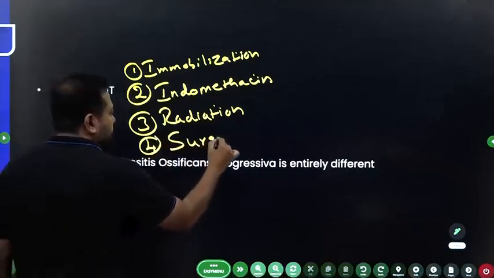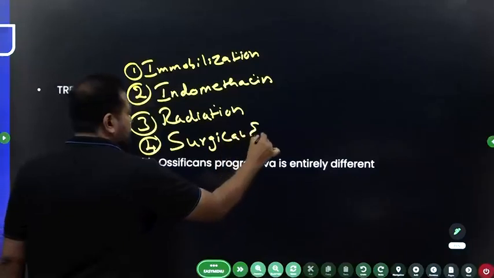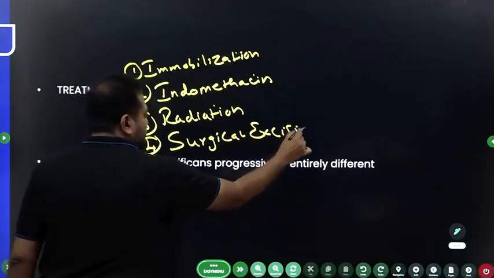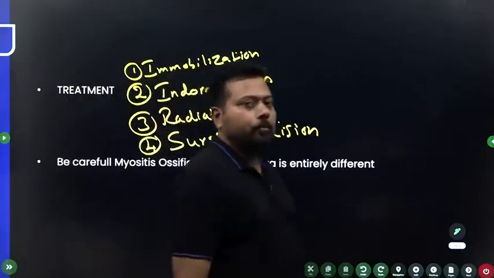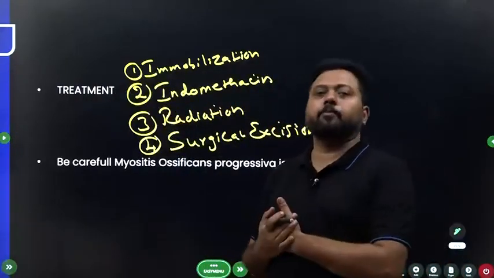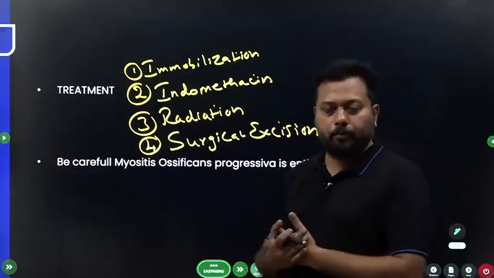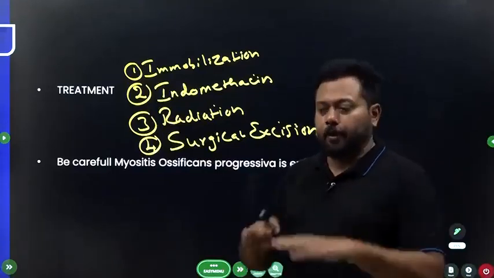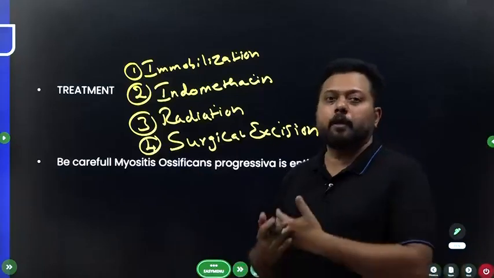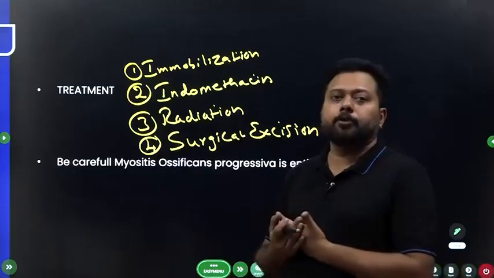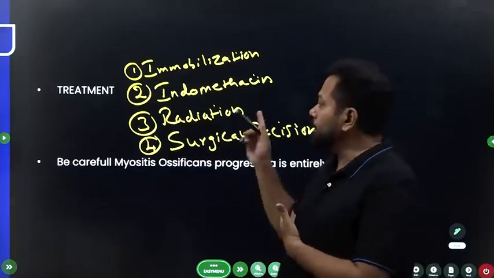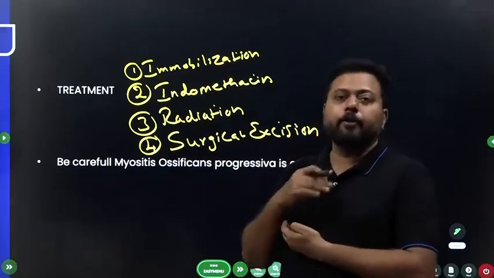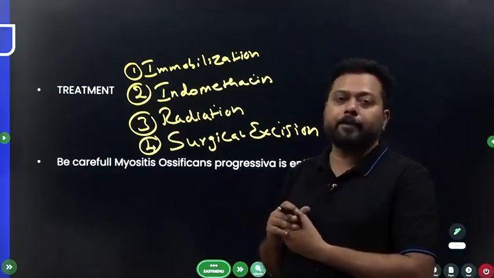Surgical excision. Okay, so whenever you get a case of active myositis, just immobilize. Don't move. When you move, it will become diffuse, it won't settle. So immobilize till the mass is matured. Give indomethacin, a non-steroidal anti-inflammatory drug. The drug of choice is indomethacin. Then give radiotherapy. The book, Apley, stresses this point.